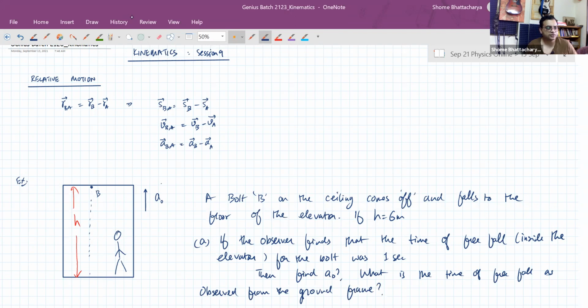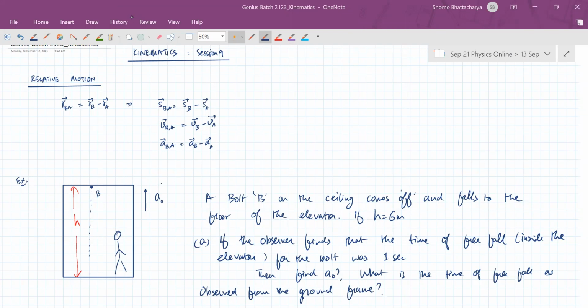So interestingly, you can actually solve this question also by using Newton's laws and pseudo force concept. But here we will solve it using relative motion concept. We'll discuss the second part of the question also, but first let's work out the first part.